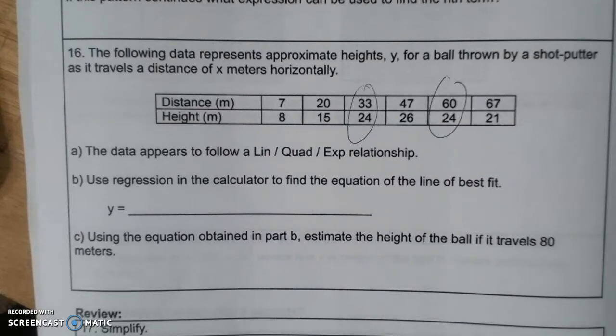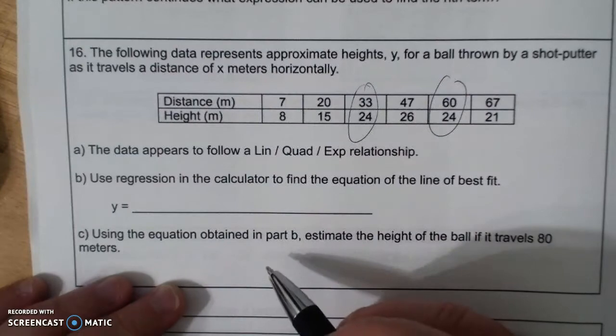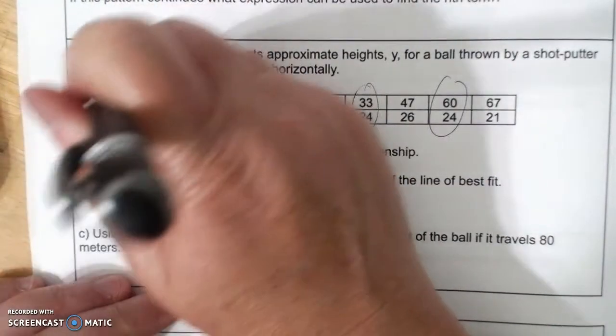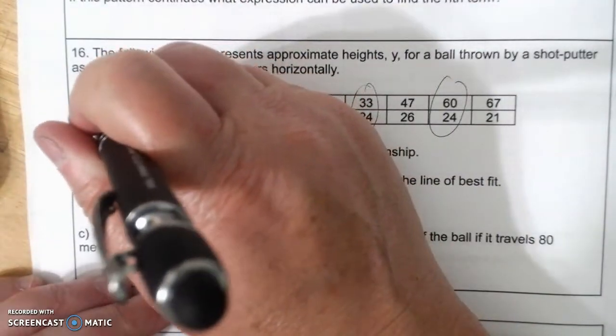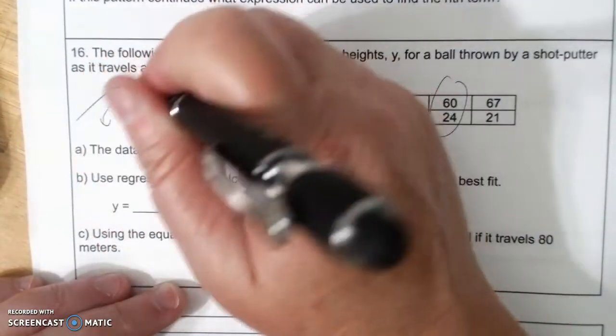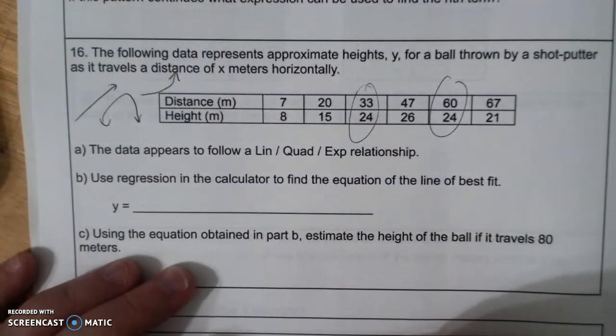The following data represents approximate heights for a ball thrown by a shot putter as it travels the distance. The data appears to be linear, quadratic, or exponential. I'm hoping a shot putter doesn't throw it like that. I'm hoping the shot putter throws it like that. And I'm hoping he doesn't throw it like that.